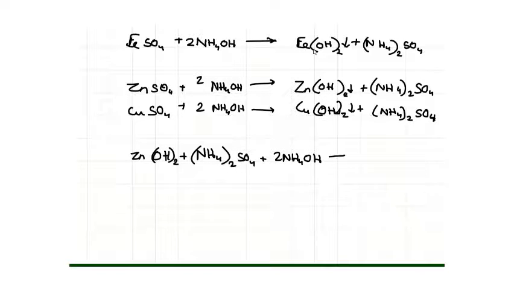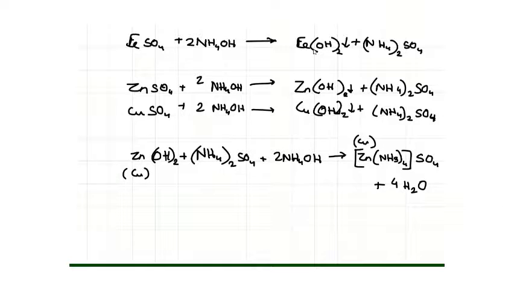Now we might think there might be no reaction occurring here, but actually we get a complex substance called zinc tetraamine sulfate, Zn(NH3)4 whole compound with SO4 plus H2O. Tetra stands for 4, so we have NH3 times 4. The same would happen with copper as well. We could replace all the zinc with copper and we would get copper tetraamine sulfate.